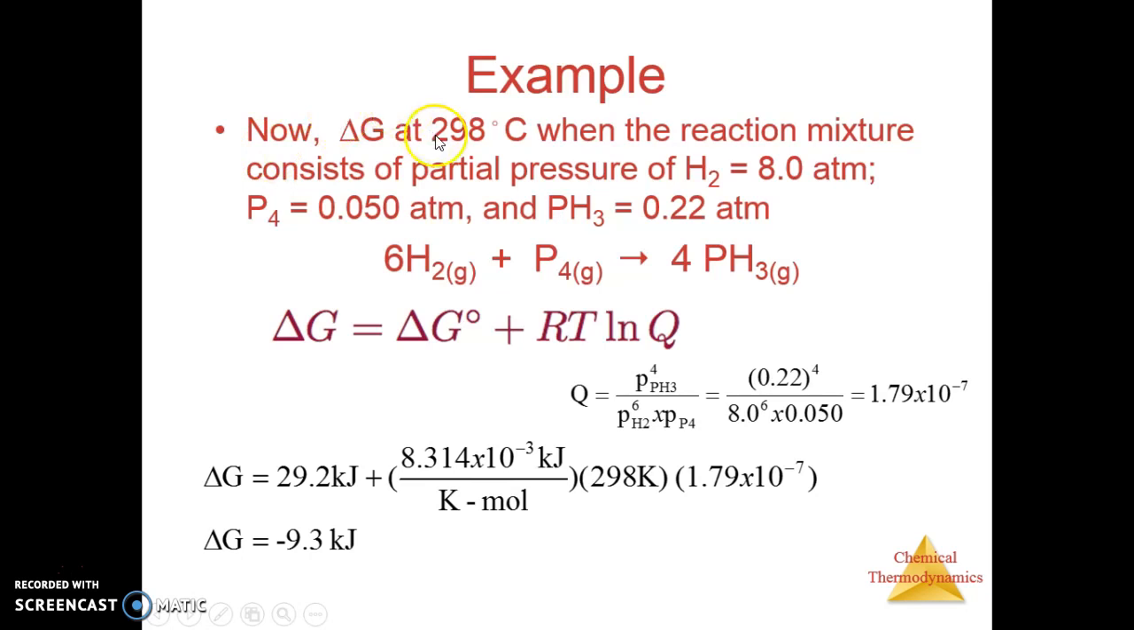So at 298, delta G naught has a certain value, but delta G, because we're not at standard pressure conditions, is not going to be equal to zero.